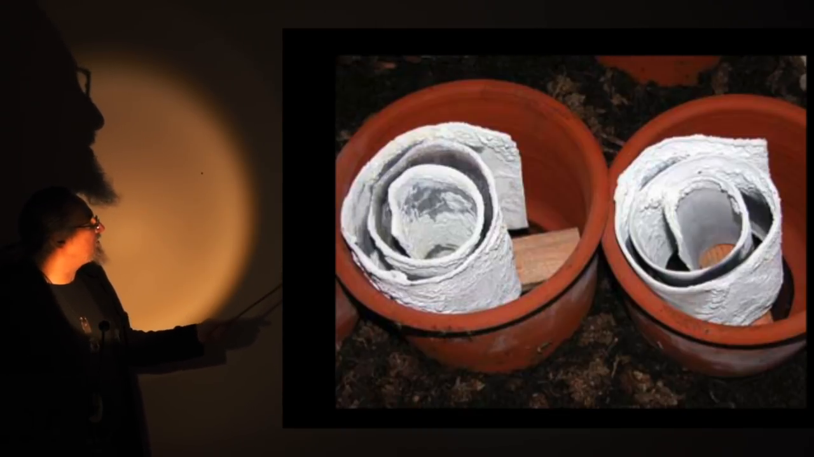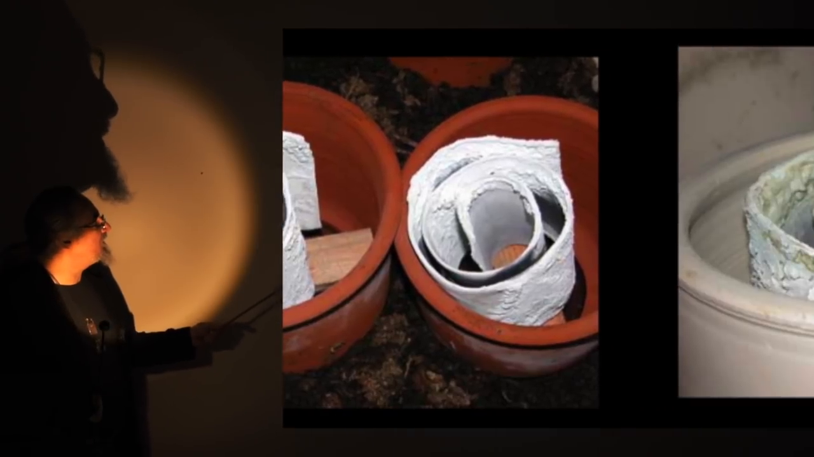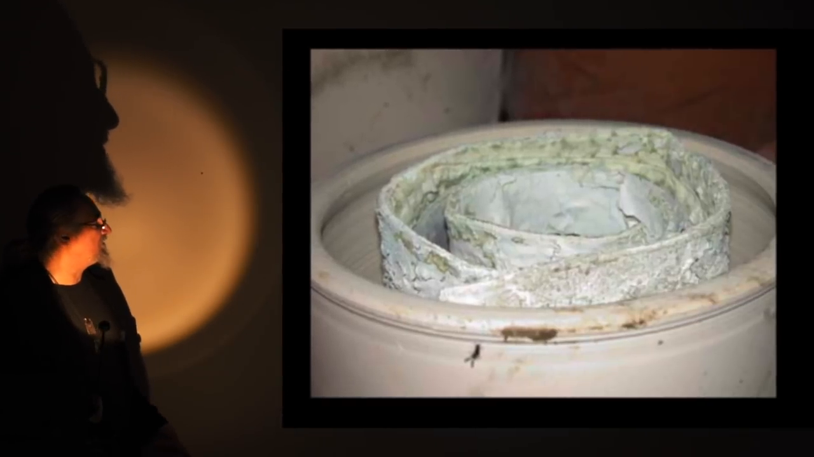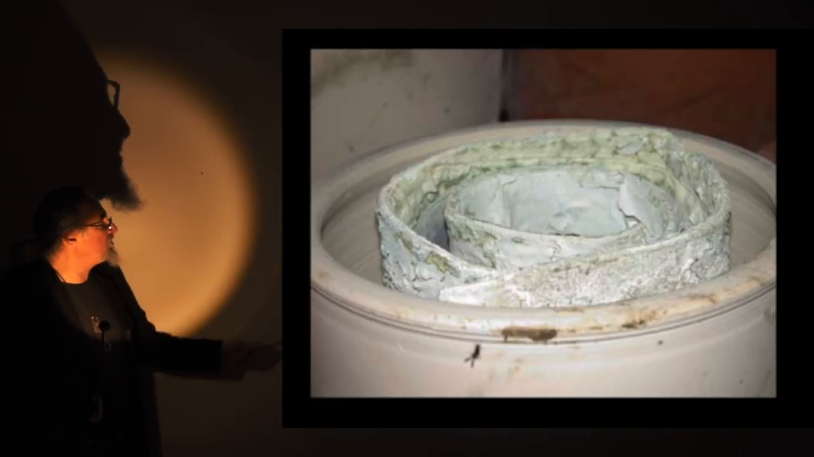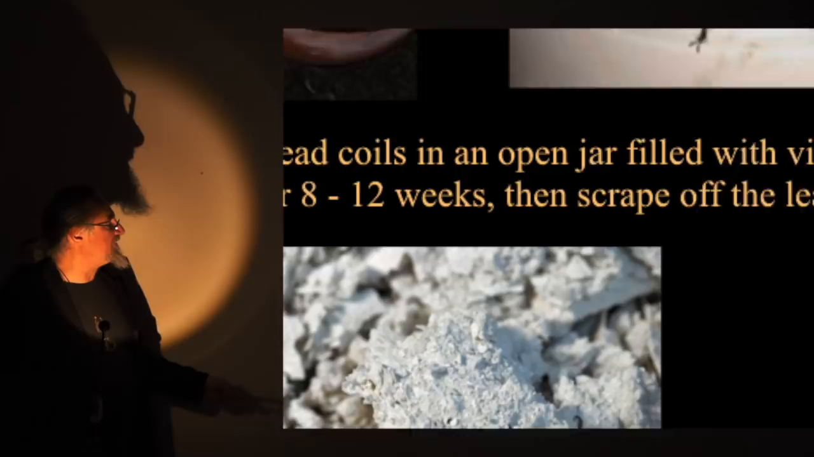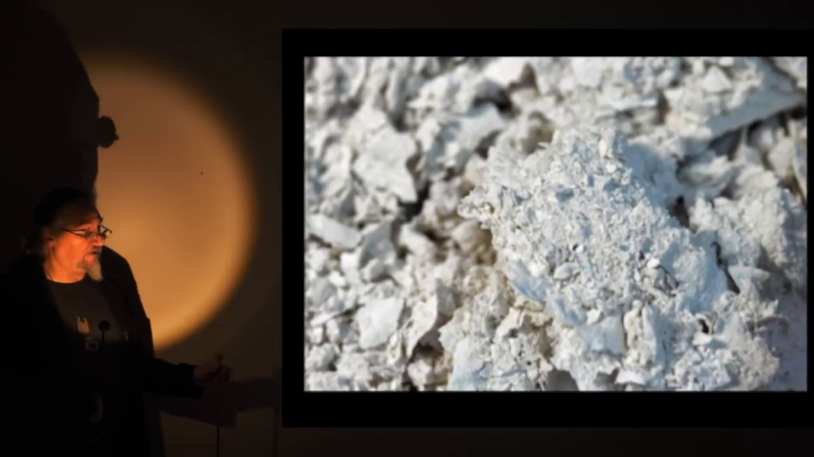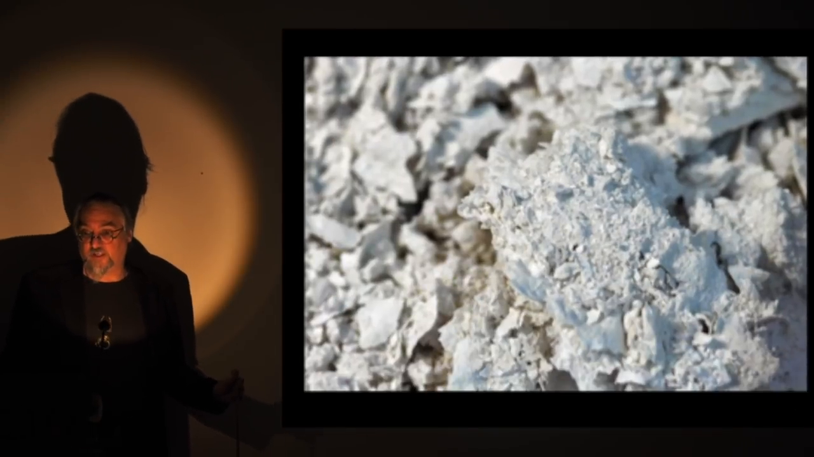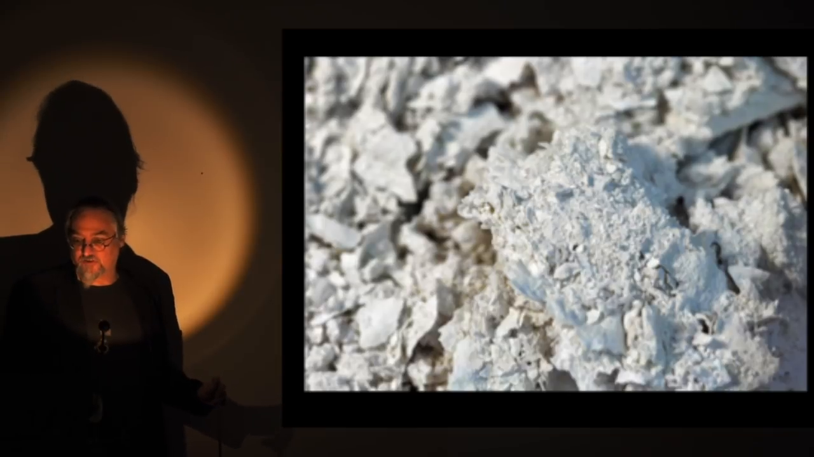Inside there's vinegar, which is being used as an acid to help oxidize the lead to create this rust. So you keep it in this form, and over the course of 8 to 12 weeks, eventually the rust will form that you scrape off, and that gives you your lead white. In fact, lead white is still being created in this or a similar fashion today.